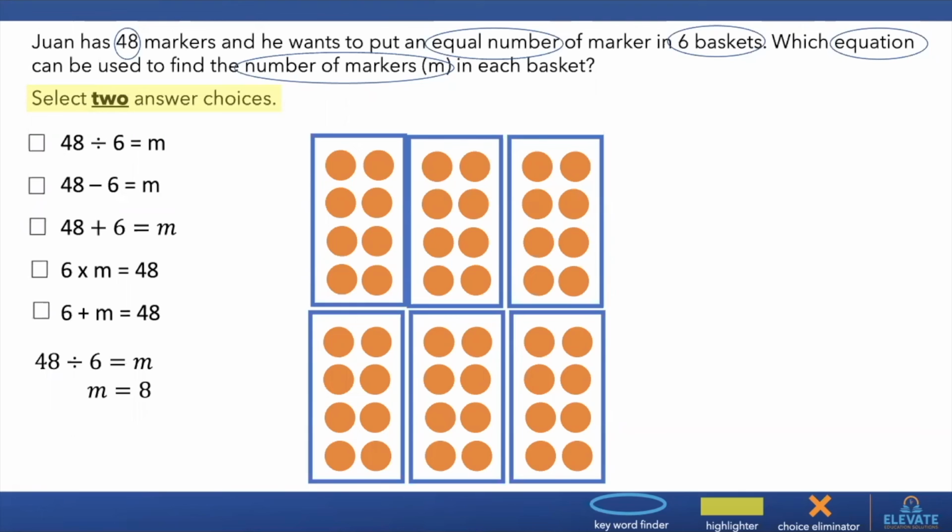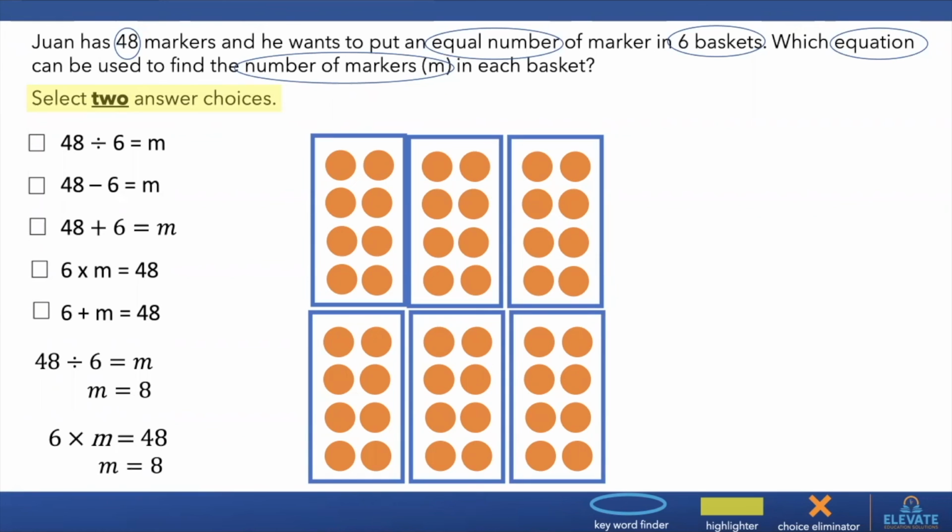Another way to write the equation is by looking at the model. We notice in the model there are 6 groups, and each group has the same number of objects. If we were to skip count by 8, we would count a total of 48 objects. Another way to write the equation is 6 times M is equal to 48. Even though the variable M is in the equation, M is equal to 8. M is equal to 8 because there are 8 objects within each group.